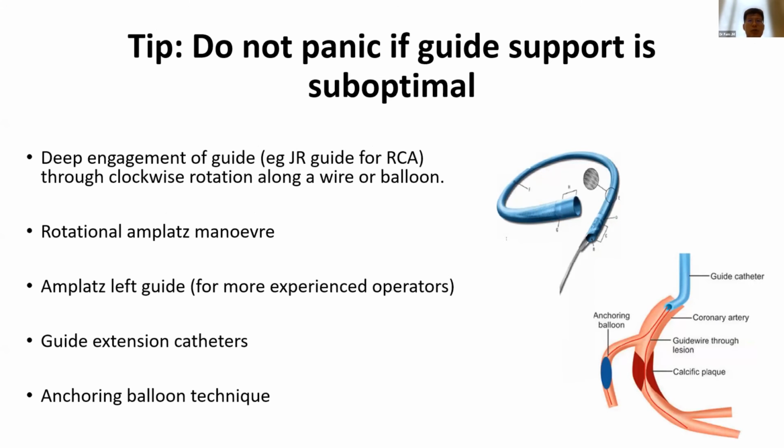There are various ways to improve guide support, such as increasing the active support by deep engagement of a guide. For example, in the case of a JL guide for the RCA, you can do a deeper clockwise rotation along the wire, or a rotational unplugged maneuver to make a loop in the coronary sinus such that the catheter bends in the coronary sinus and obtains support from the contralateral aortic wall, or the use of a more aggressive guide such as an unplugged left guide, or alternatively, the use of guide extension catheters or anchoring balloon technique can help as well.